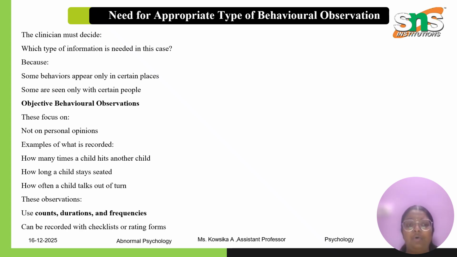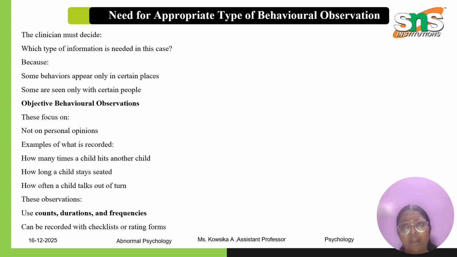Objectives for behavioral observation. What can we use for behavioral observation? These focus not on personal opinions. Examples of what is recorded: how many times a child hits another child, how long a child can be seated in the same place, how often a child talks out of turn. Use counts, duration, and frequency.